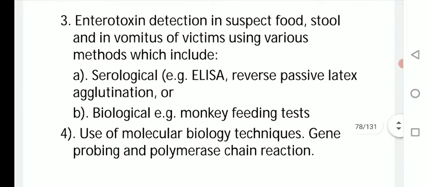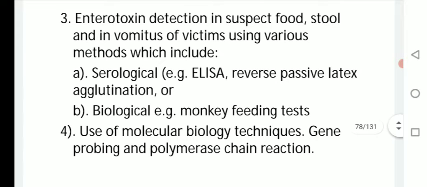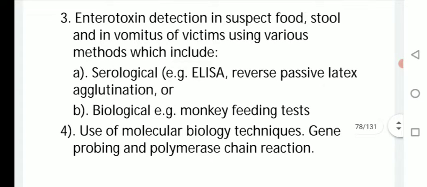Enterotoxin detection in suspect food, stool and in vomitus of victims uses various methods, which include serological tests, for example ELISA, then reverse passive latex agglutination test, or biological tests, for example the monkey feeding test, and use of molecular biology techniques, that is gene probing and polymerase chain reaction. So by using these techniques you can diagnose the occurrence of staphylococcal intoxication.